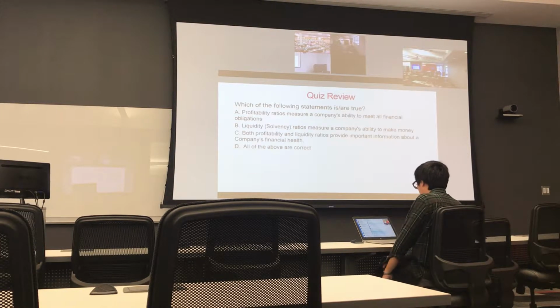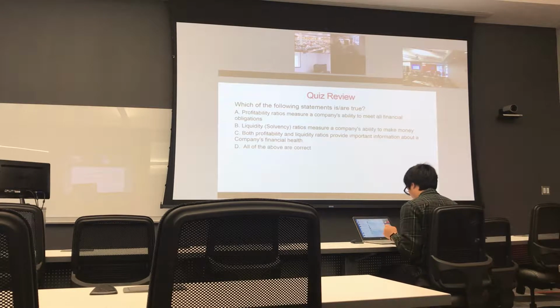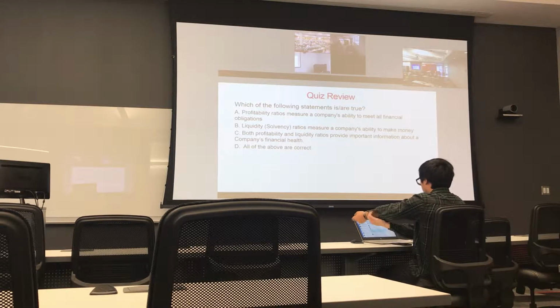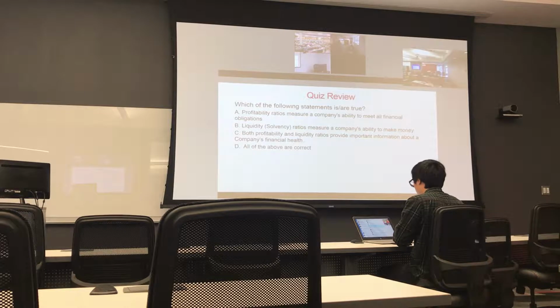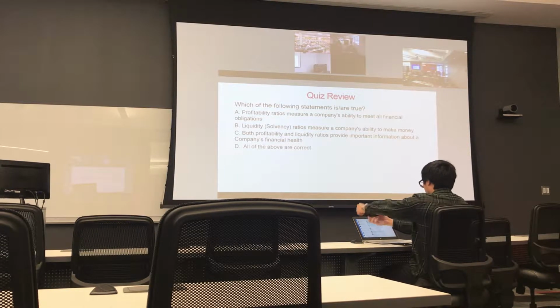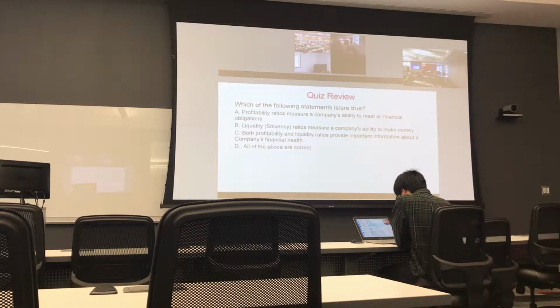Which of the following statements is or are true? A: Profitability measures the company's ability to meet all financial obligations. B: Liquidity or solvency ratios measure a company's ability to make money. C: Both profitability and liquidity ratios provide important information about a company's financial health. Or D: all of the above. Don't answer at once. C, I think that's a pretty good one.